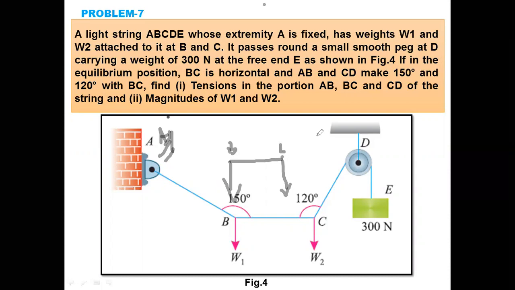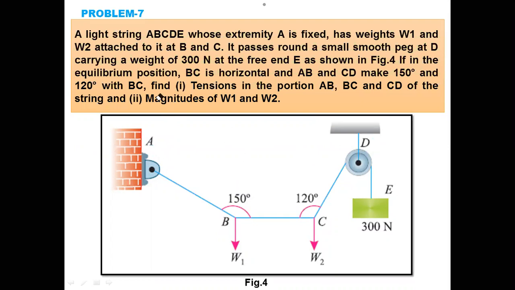Next, they are saying that at point E there is a free end where a 300 Newton weight has been hung by using a small smooth peg, called a pulley, at point D. This particular cable CD and AB make an angle of 150 degrees and 120 degrees with respect to BC. This is how the diagram looks. Determine the tension in cables AB, BC and CD.